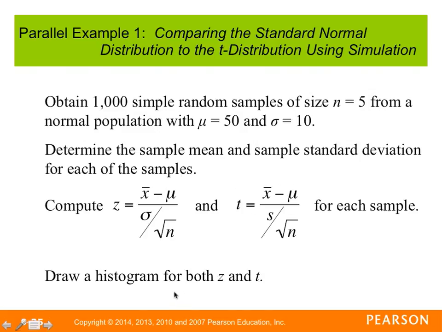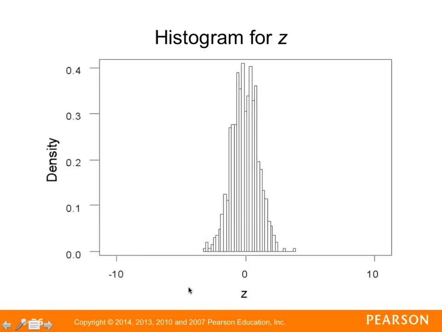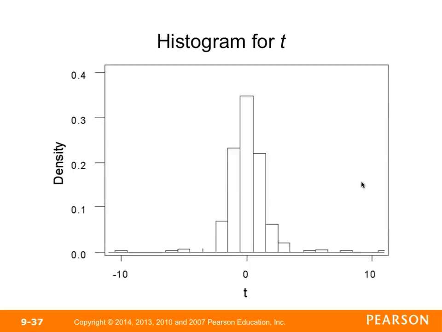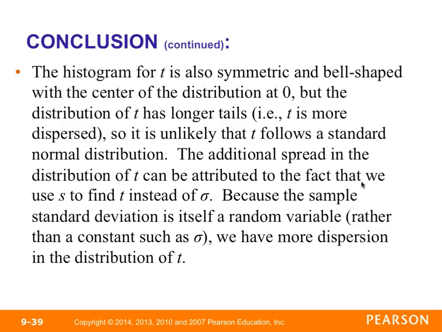So here we're first going to start by drawing a histogram for z and t to see what they look like. And this is done, I think, in Minitab. So here's our histogram for z. Looks pretty nice. Our histogram for t. It doesn't look too bad either.